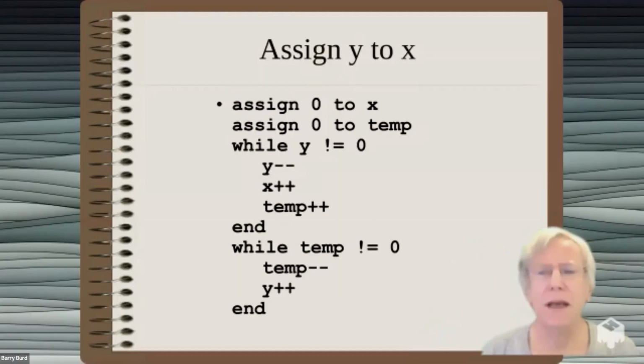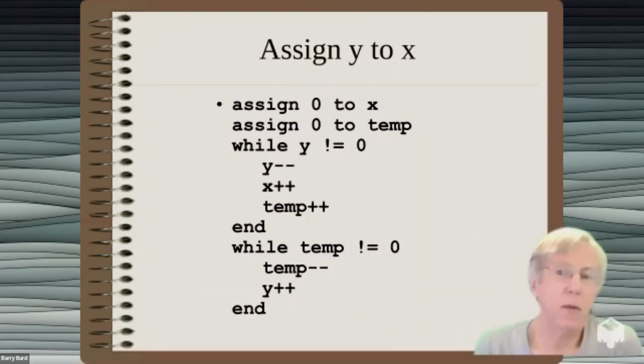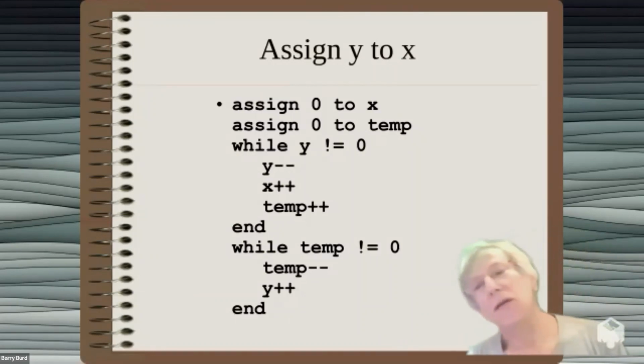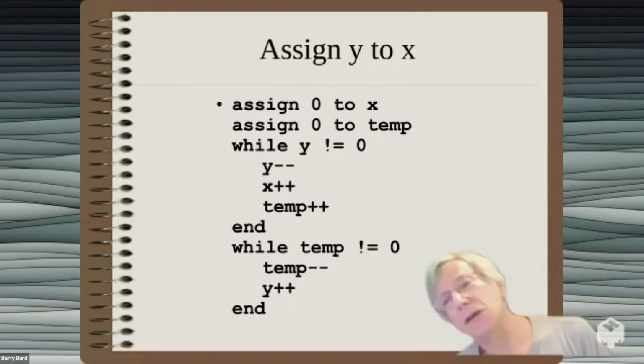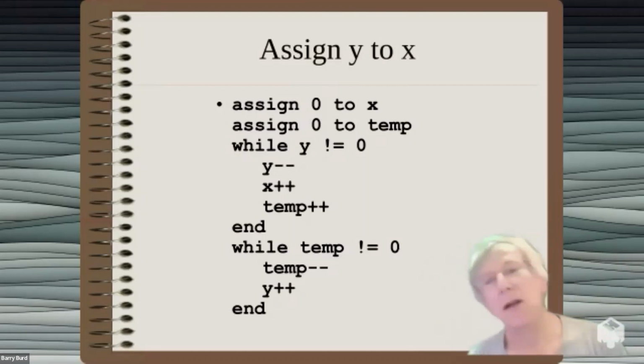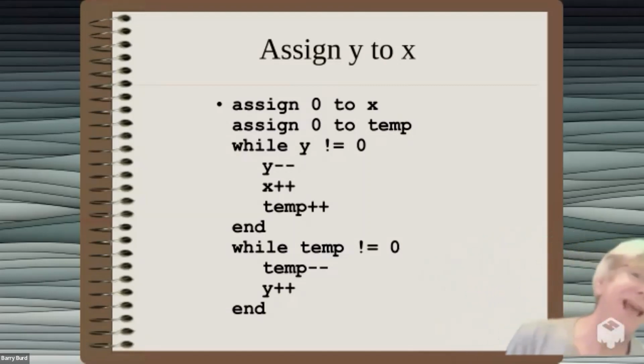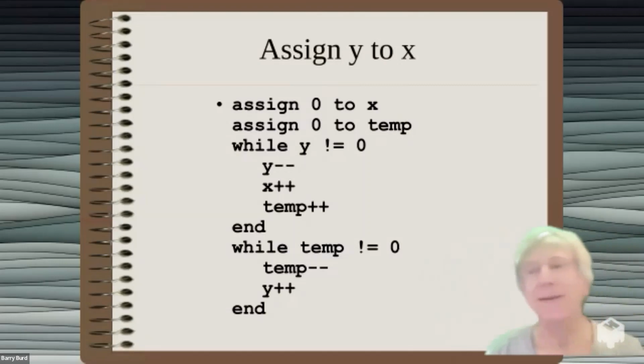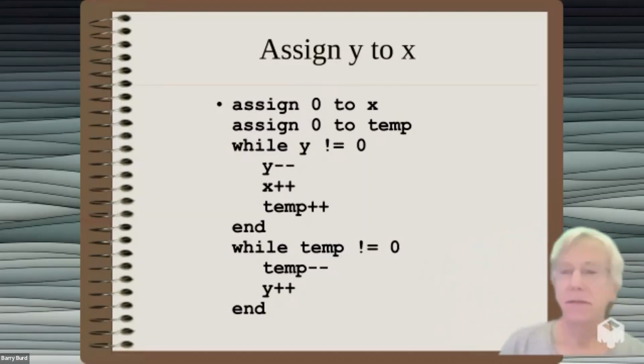Here's how I assign an arbitrary variable whose value is whatever, y, to a variable that's called x. If I already know that y is 5, how do I make x be 5? Here you go.